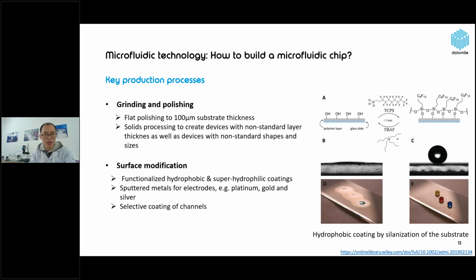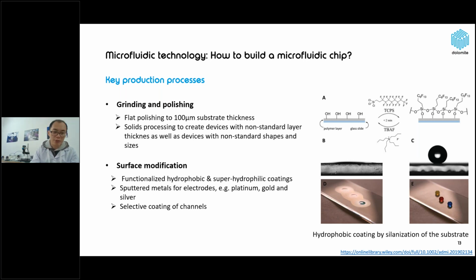The next process for production is grinding and polishing. This process includes flash polishing to a 100 micrometer substrate thickness, and solid processing to create devices with non-standard layers and thickness, as well as devices with non-standard shape and size.